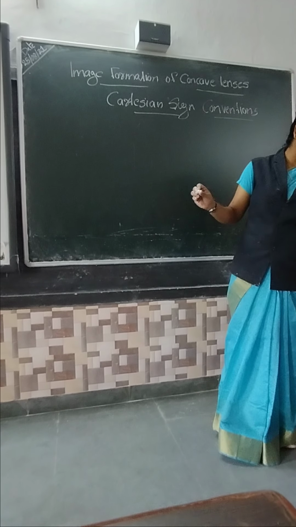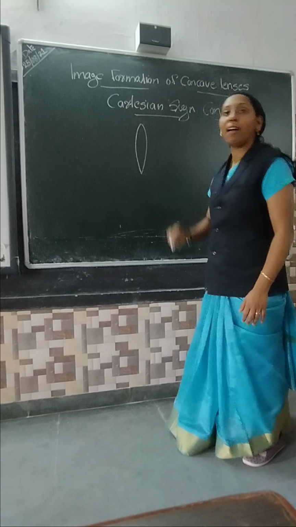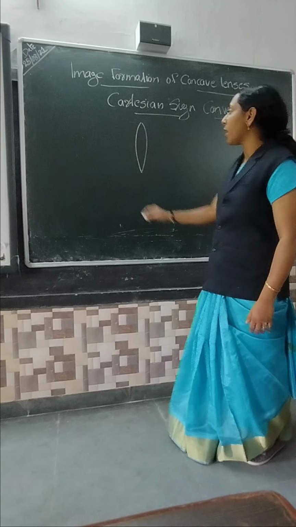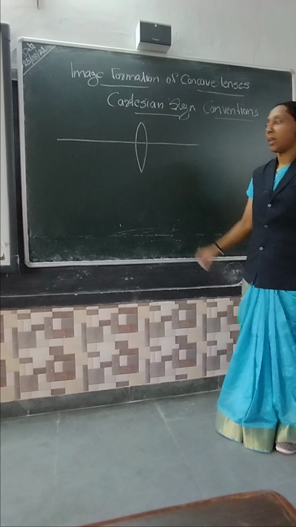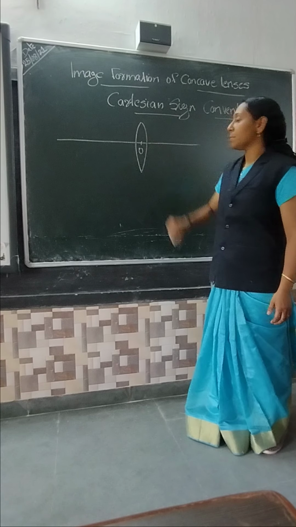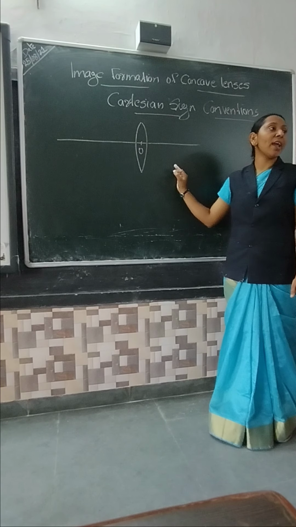First I just draw any lens. Concave or convex, both have the same rule. So first I am just drawing. Which lens is this? Very good, convex. This point is the optical center. Okay, this much we wanted. I am just drawing a convex lens.